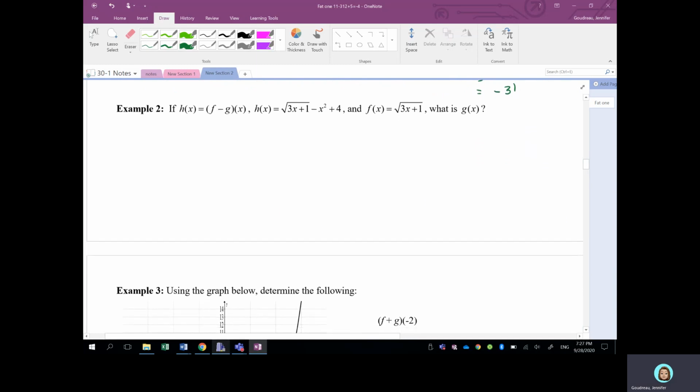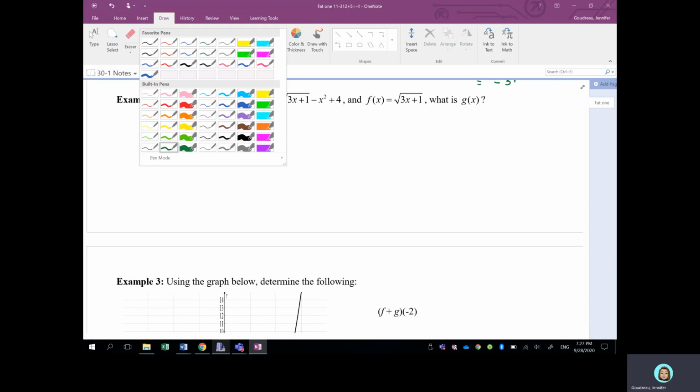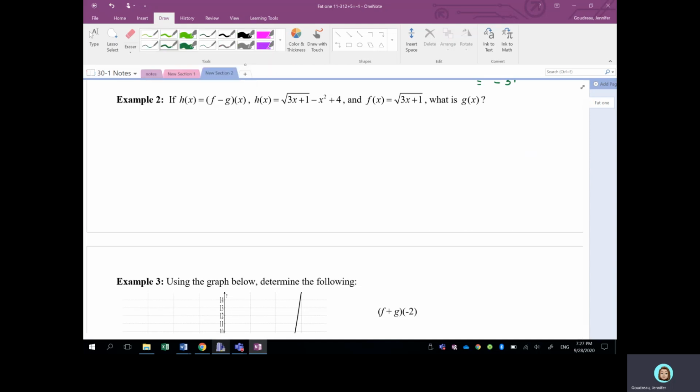Example 2: if h at x is equal to f minus g at x, and h at x is equal to root 3x plus 1 minus x squared plus 4, and f at x is root 3x plus 1, what is g at x? So this question is kind of like a working backwards question. We know the combined function h at x. We know one of our original functions, f at x. We have to find what g at x is.